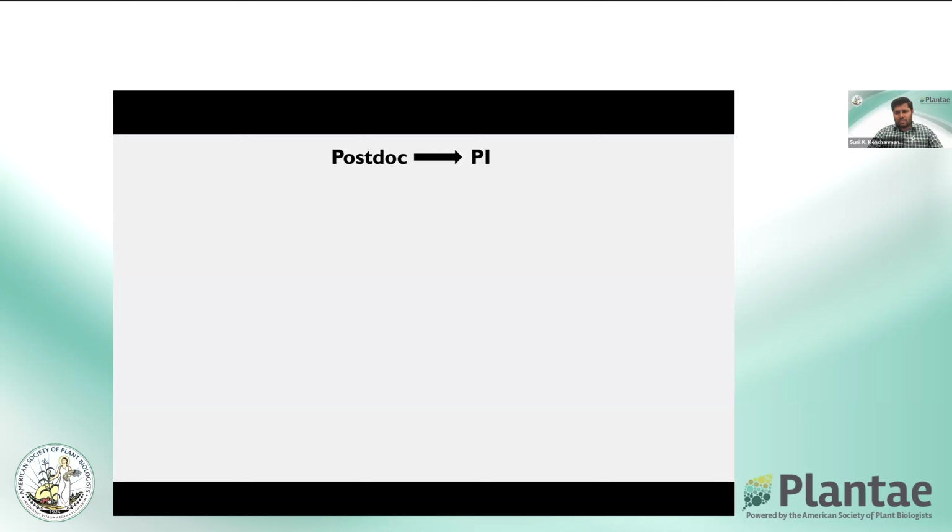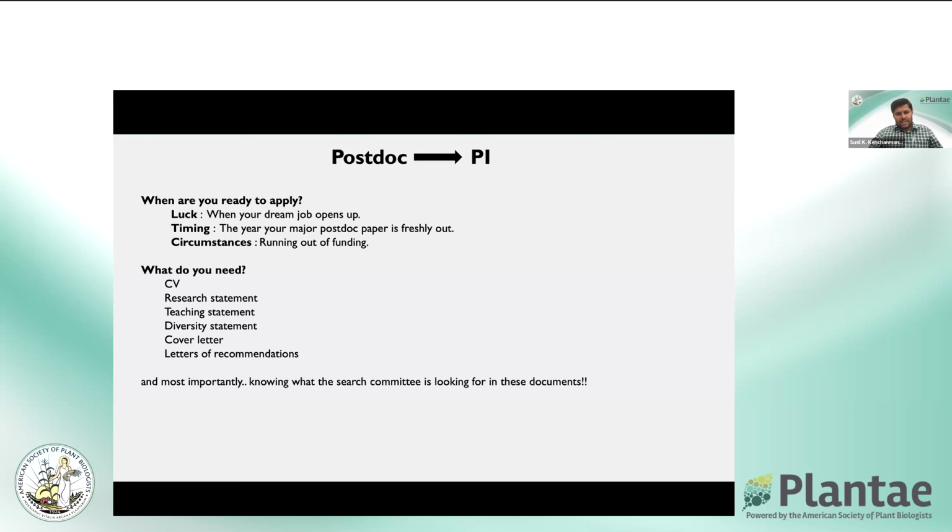So, and then transitioning from postdoc to a PI. So it was good that Howard talked about this timeline of job application process. So I don't have to go through those things in detail. So the important question that a lot of people face is, when are you ready to apply, right? So I think it depends on the timing, luck sometimes. When your dream job opens up, or if you think of a job that you really like, even if you're not prepared, I think you should just go ahead and apply to it.